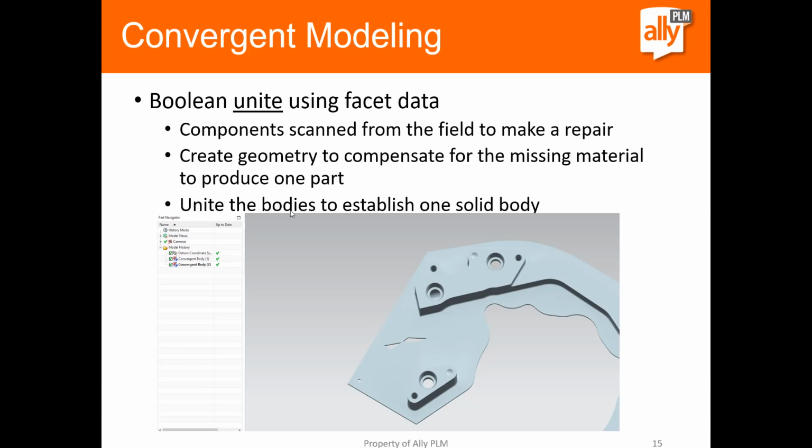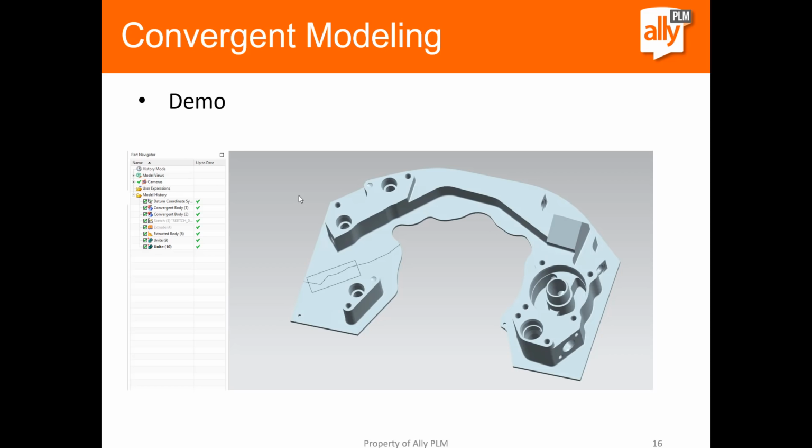So the last Boolean application we're going to look at is a unite. Here we have two components that have been scanned in from the field to make a repair. In the picture below, you'll notice I have already moved them in context with one another to their original position. From there, you'll notice that we are missing material from the parts that have been scanned in from the field. So we will then create a patch and unite the bodies together as shown here to create one solid component. So now let's take a look at NX.